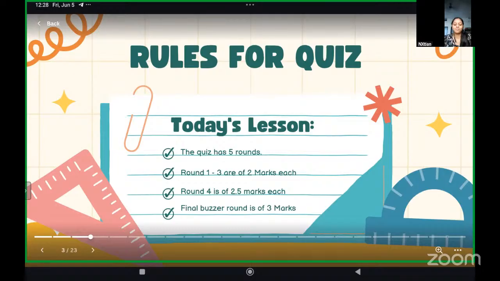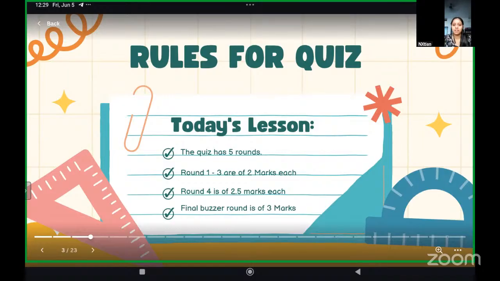Yes, Hannah. Ma'am, at round 4 and 5, we need to raise our hands. Could you explain how we should answer on round 1 to 3? Round one, you'll have options. You can just give the correct answer by looking at the options. Round two is the fill in the blanks. The question will be there on the screen. You can just tell the answer, the word.